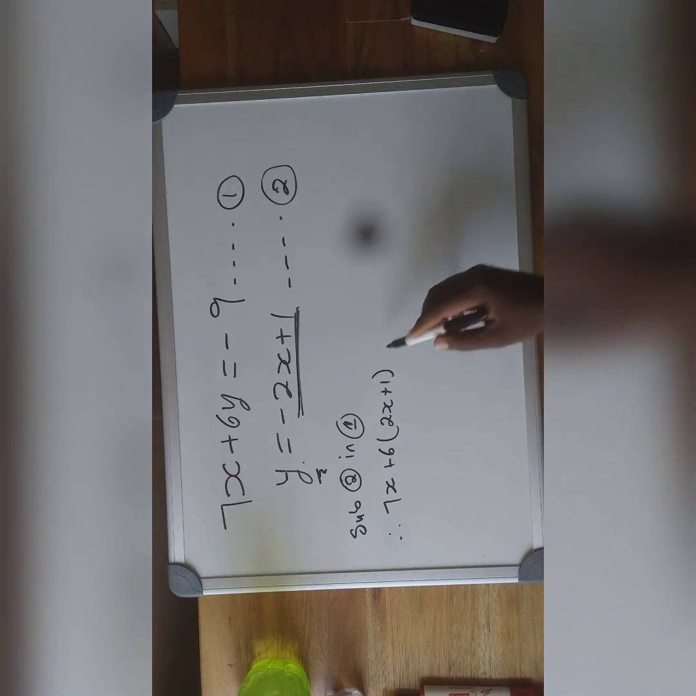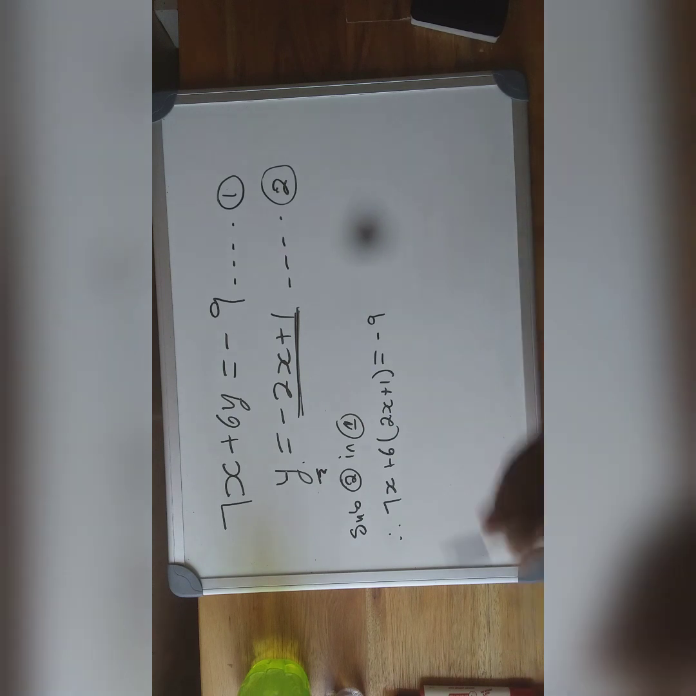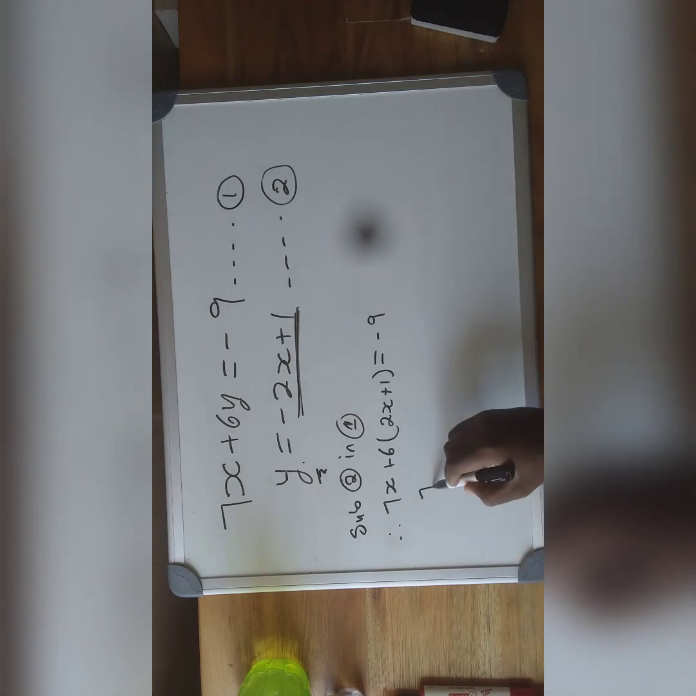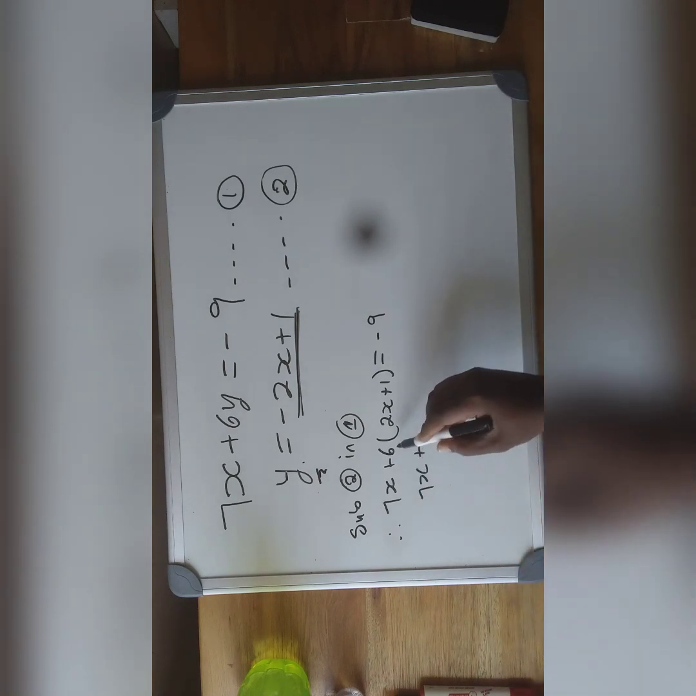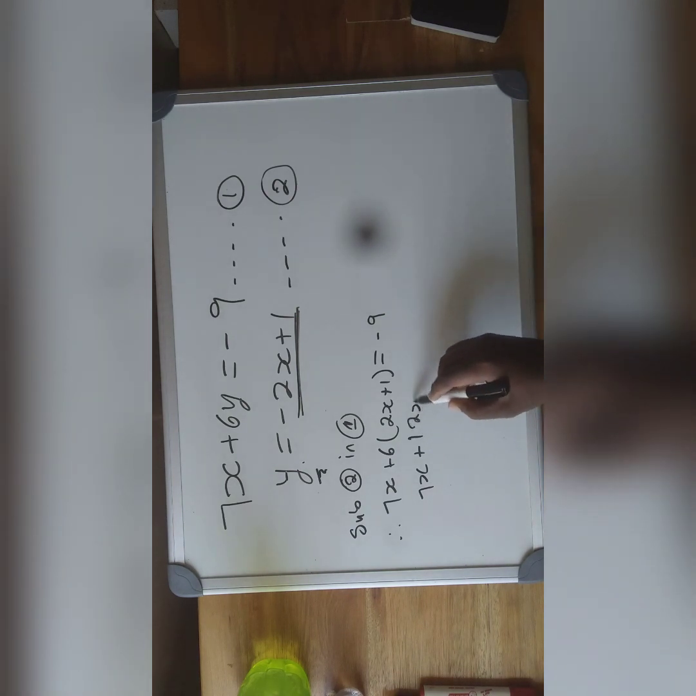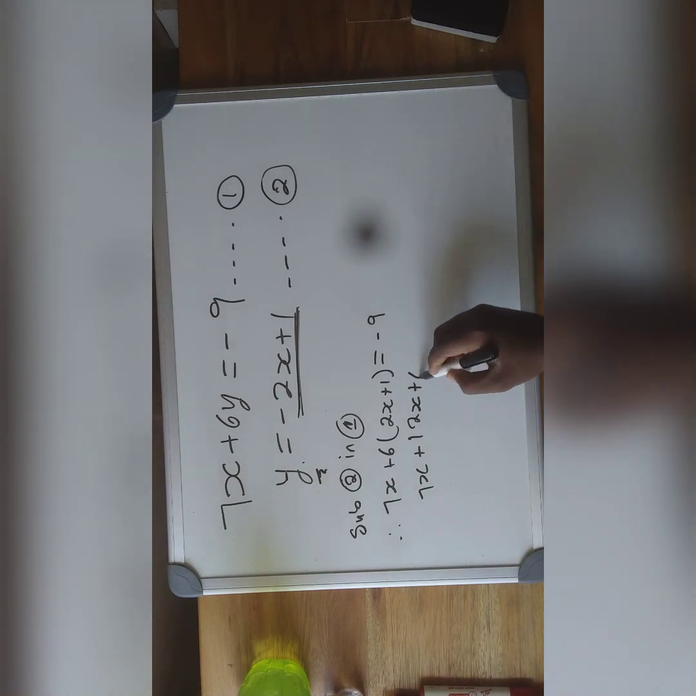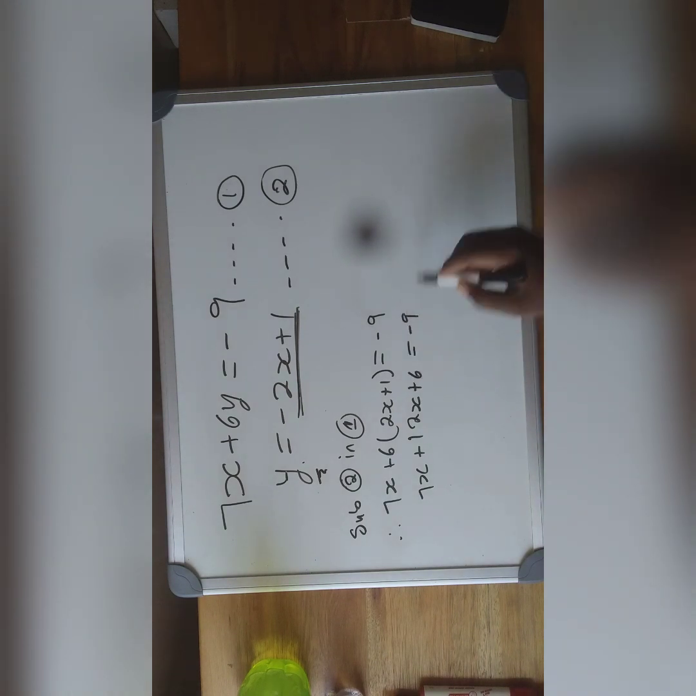And then equals negative 9. This is what we know. So from here, we just simplify everything. 7x plus 6 times -2x, it's -12x, and then we know that 6 multiplied by 1 should be 6, equal to negative 9.